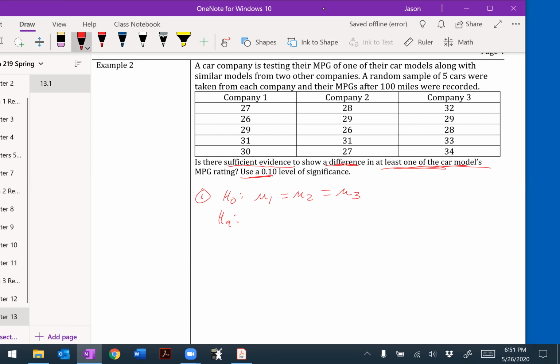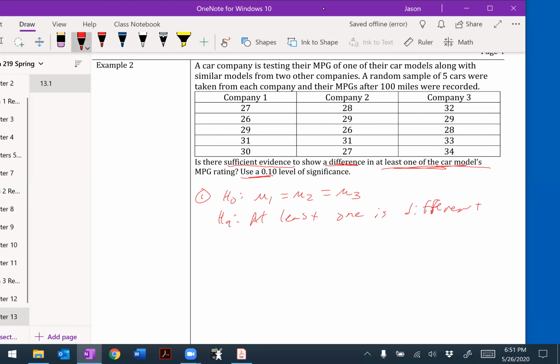If it was only 2, I would do a not equals here. Mu1 is not equal to mu2. If we're only doing a 2 sample t-test, then I would do not equal. But in this case, we are comparing 3 of them. We say that our alternative is at least 1 is different.